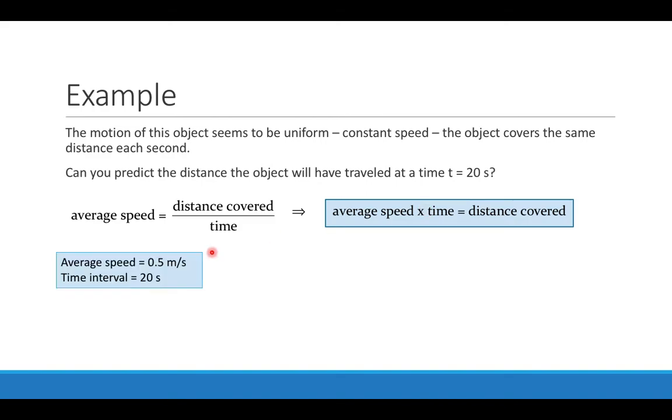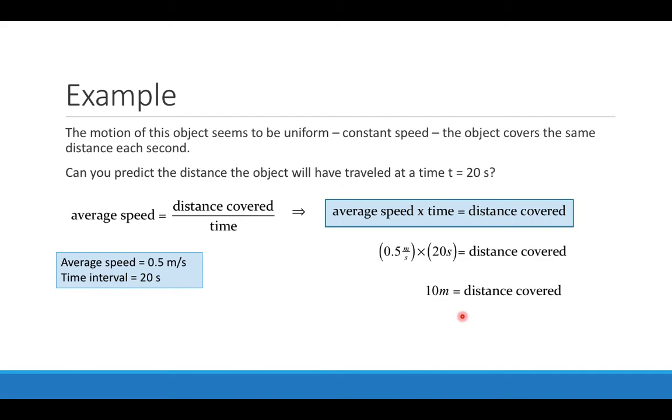Now this will only work for a good prediction if the speed is constant, and it is in our case. So we know that our average speed is constant at 0.5 meters per second, and our time interval is 20 seconds. So I can put in my average speed, multiply by my time, and my distance covered is going to be 10 meters.